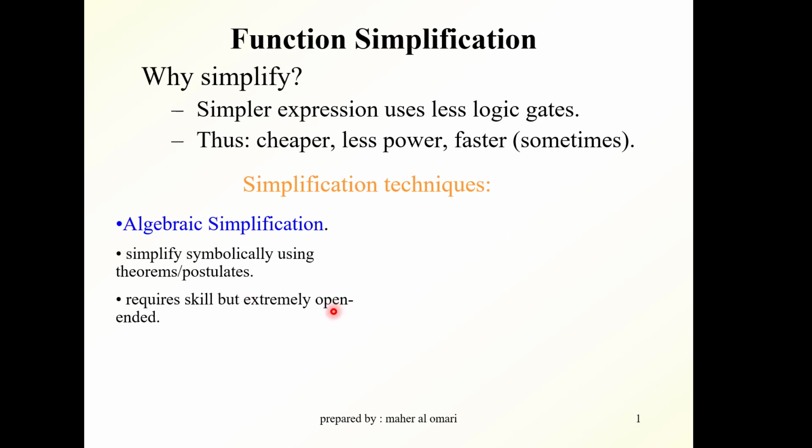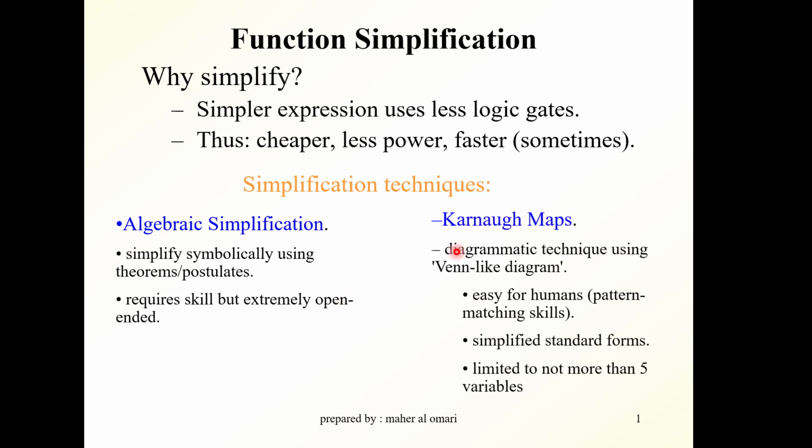The other technique that is used is the Karnaugh map. And we will talk about this a little bit later. This simplifies standard forms only. You have to put the function in standard form into the K-map. But this technique is limited to 5 variables. If you use more than 4 variables, this technique becomes harder.